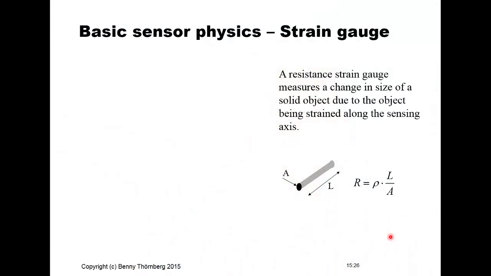You can have a look at this sketch here where they have this thin wire, an electrical conductor of the length L and the cross-section area A. And this material, depending on what kind of material is used, has its resistivity of ρ. And the resistance of this conductor will then be proportional to the quotient between the length and the area.